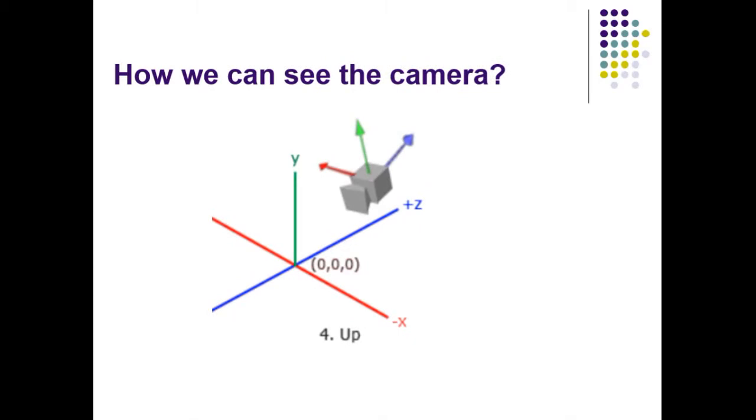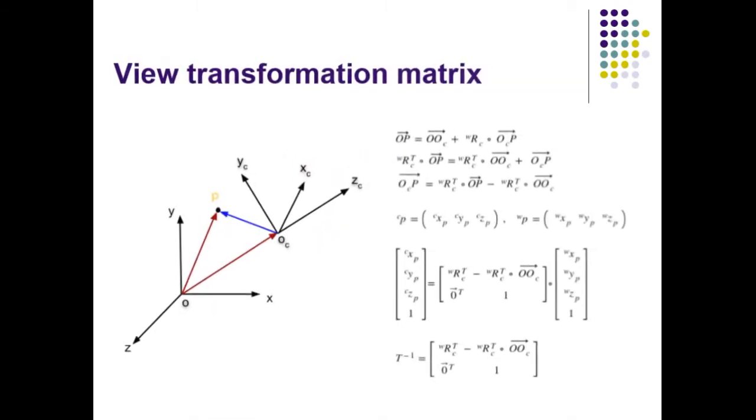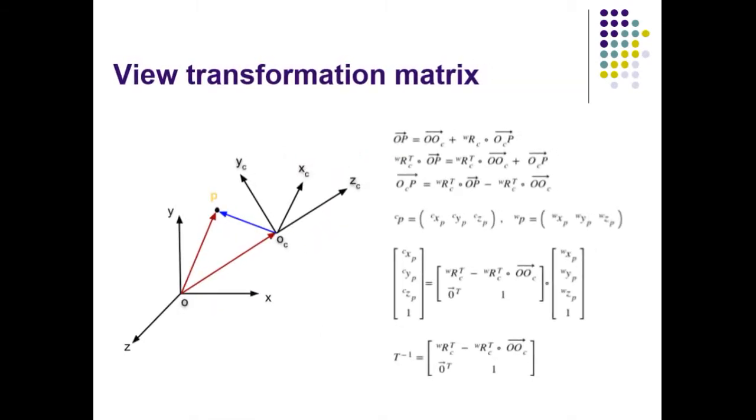How can we see the camera? So we are in the following situation. It's important to understand that when we place a camera in the world with a specific position and orientation, the camera is looking in the negative direction of its own z axis. With this in mind, we are ready to compute the mathematical expression of the view transformation matrix.